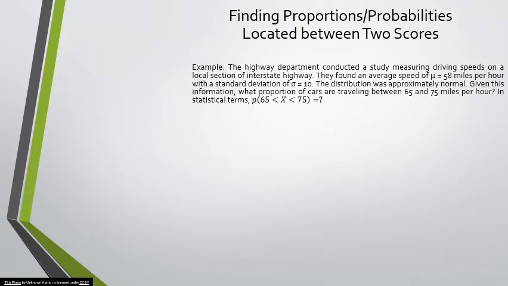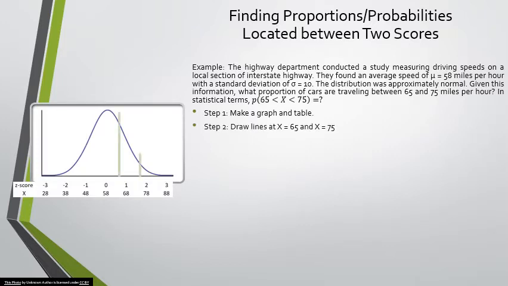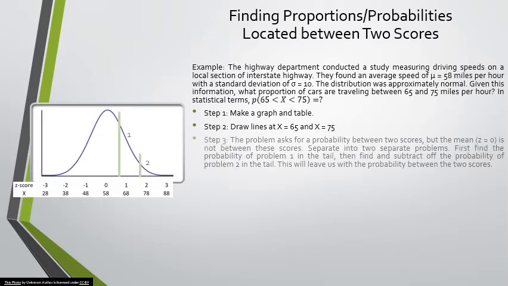Here's another example using the same scenario, only this time it wants to know what proportion of cars are traveling between 65 and 75 miles per hour. So again, you make your table and graph, you draw your lines. However, this time the mean is not included between those two lines. So we need to think of a different way to solve this problem. We can't use column D, or we're not going to.